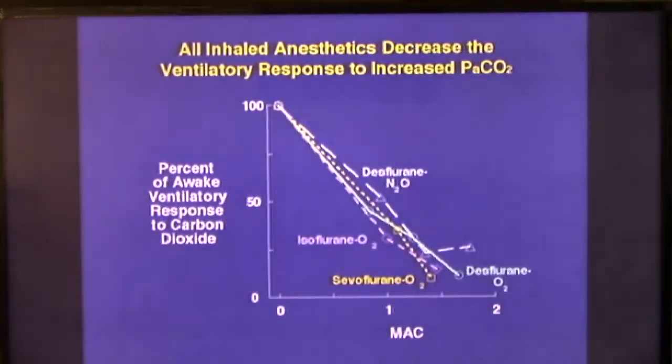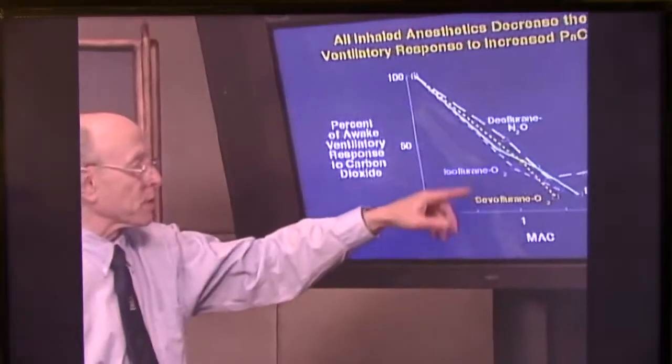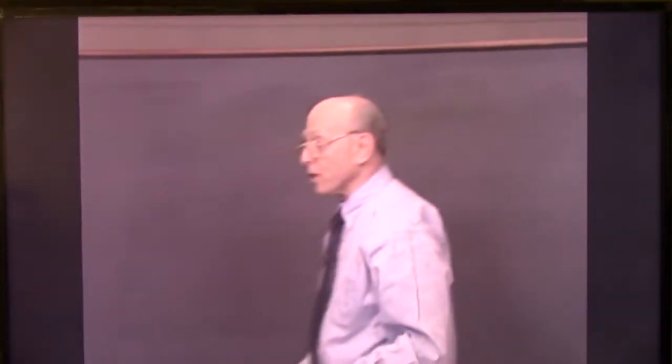And we can measure the slope of the ventilatory response: how many liters per minute increase you get with each millimeter increase in PCO2. And there you really see there's no difference among the anesthetics. Desflurane, nitrous oxide, same as desflurane and oxygen, same as sevoflurane, same as isoflurane. They're all respiratory depressants.